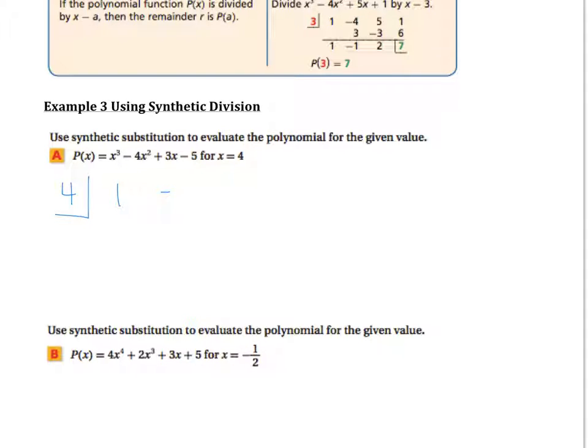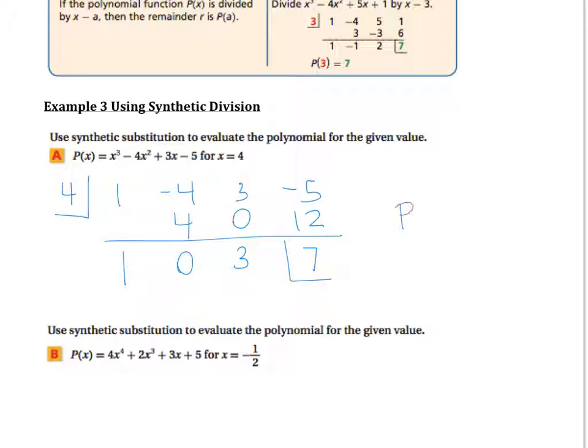X to the third, x squared, x, constant. Bring the first one down, multiply, add, multiply, add, multiply, add. So the function evaluated at 4 equals 7.